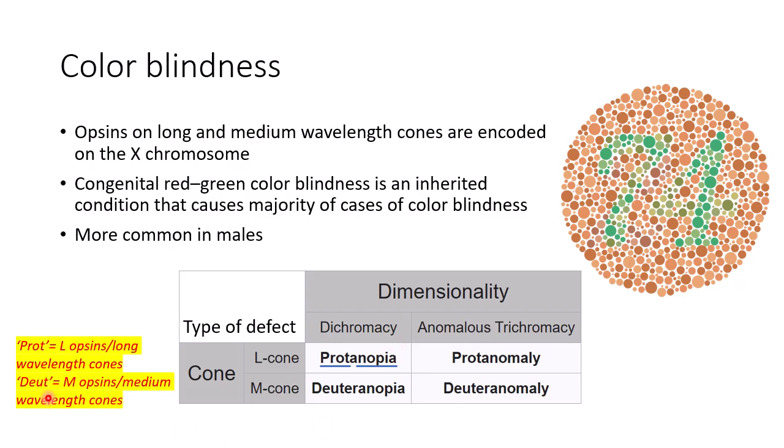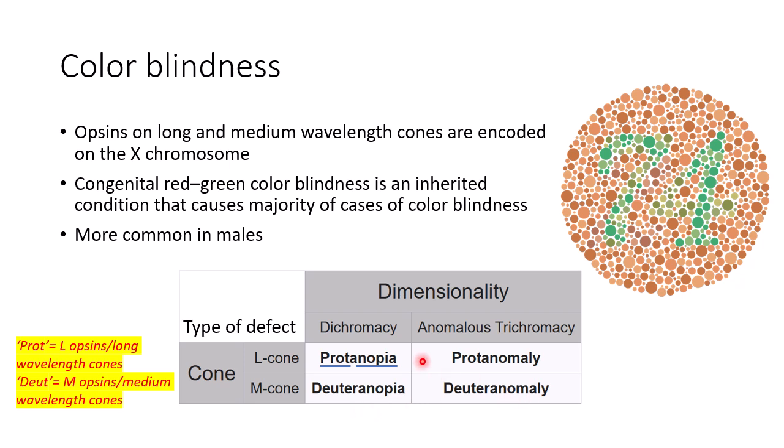Understood? Similarly, the word deuter means medium wavelength cones, or the green cones. Deuteranopia means green cones are absent, so red and blue are present. So again, these are dichromats. I hope you have understood.